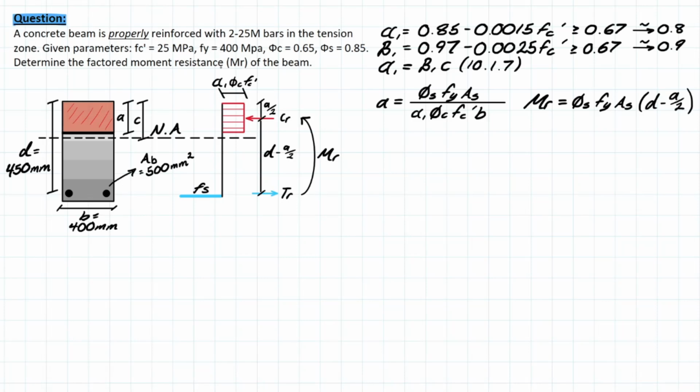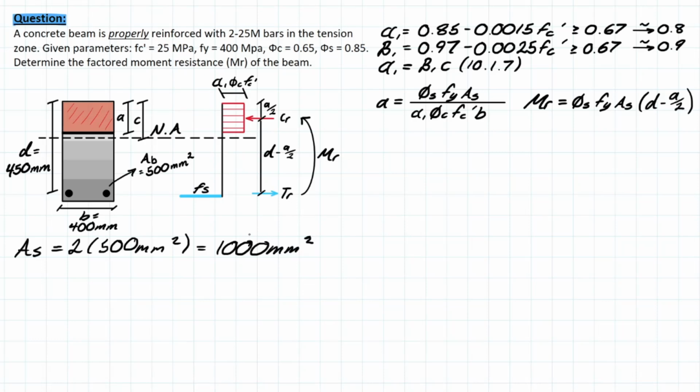Now let's talk about the design procedure. We have these formulas here. We just need to solve for the parameters that we do not know. So the first one is As, the area of steel. We know that we have two 25M bars. Each bar is 500 mm squared. So we're simply going to have 2 times 500 for that As, which gives us 1,000 millimeters squared.